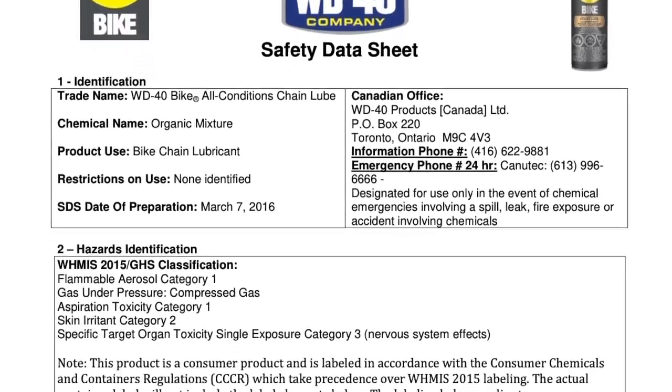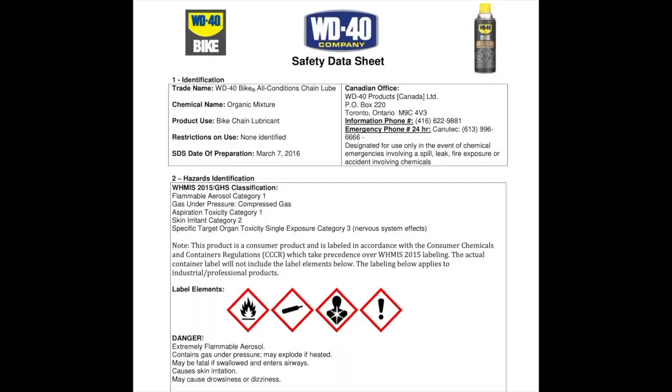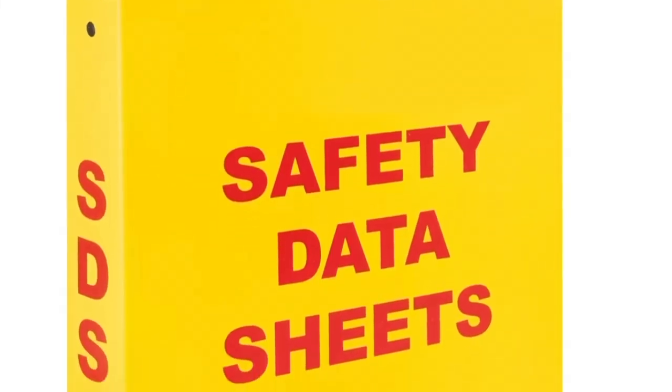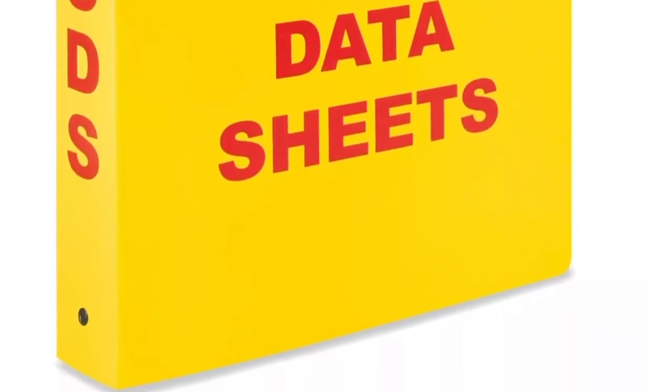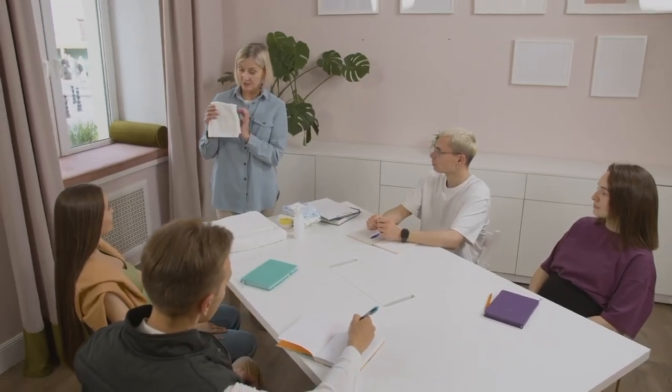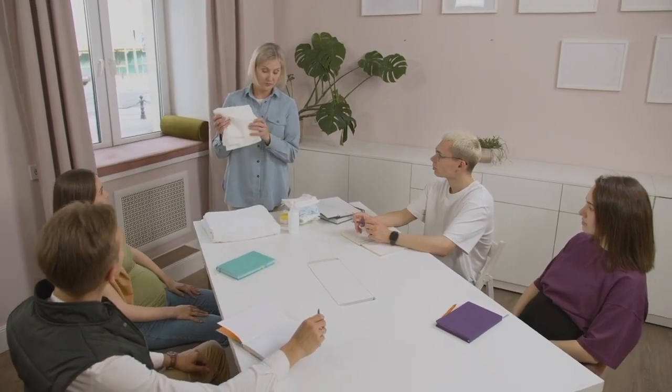A label and a safety data sheet are similar. However, the SDS contains more detailed information than the label, and it communicates important hazard information to workers. It is everyone's responsibility to know where the safety data sheets are located. Please see your lead hand, supervisor, or a member of management to find out where the safety data sheets are located.